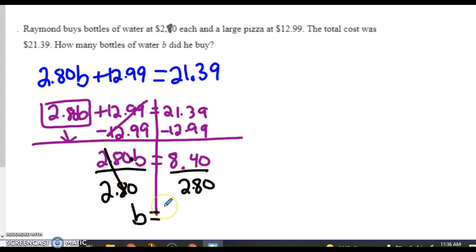And again, I'm just putting this straight into my calculator. So 8.40 divided by 2.80 is 3.